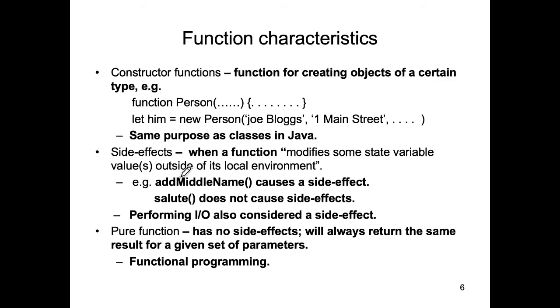Illustrations of side effects and non-side effects. If you think of the add middle name function that I showed you earlier on, that function was passed an object. The object was actually declared outside of the function, but it changed the object. So we would say that the add middle name function has side effects or causes side effects. The salute function did not cause any side effect. Again, okay, it received an object that was declared outside its scope, but it didn't make any changes to that object. So hence, we would say it has no side effects.